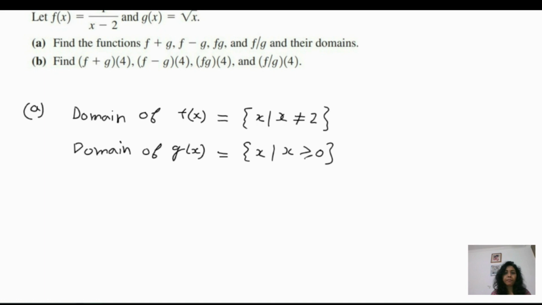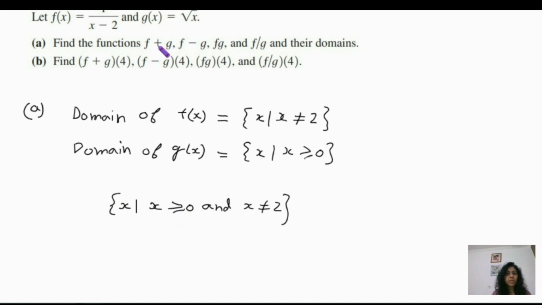Intersection of the domains of f and g is x such that x greater than or equal to 0 and x not equal to 2. So this is the domain of the f and g functions. Okay, this is only for the f function, this is only for the g function, and this one is the intersection of the f function and g function.